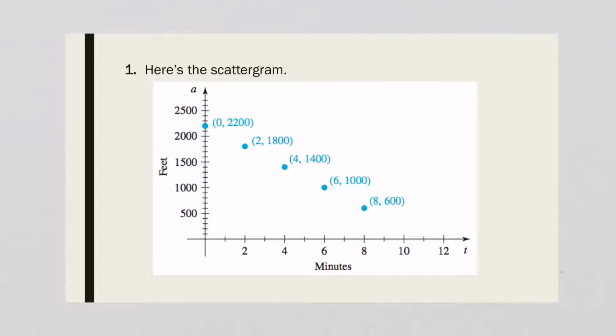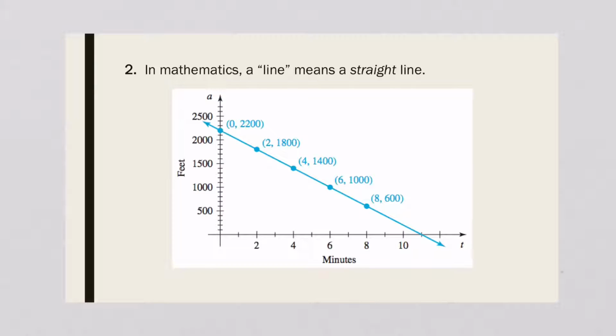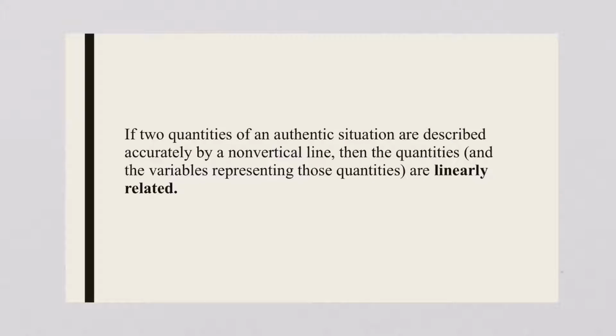Okay, so here's our dots, our ordered pairs. Remember 0, 2,200, 2, 1,800, 4, 1,400, 6, 1,000, 8, 600. And the next thing we're going to do is draw a line that goes through those points. And we're going to extend the line past where the dots are, even past that 8. So check that out. See how the line extended out here? We don't have ordered pairs that go with that, but we're going to use that line to make predictions about this situation.